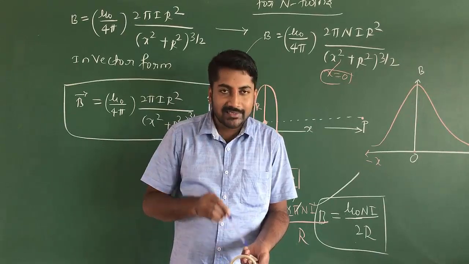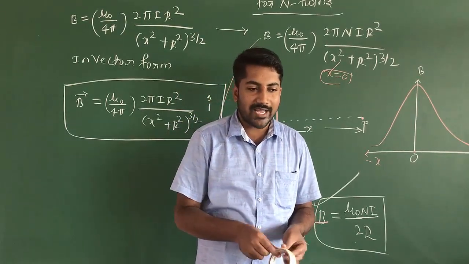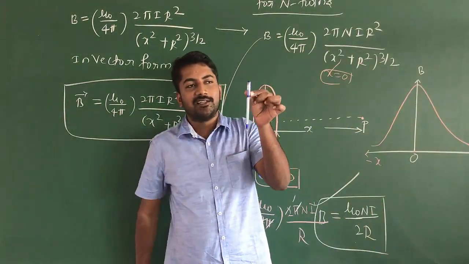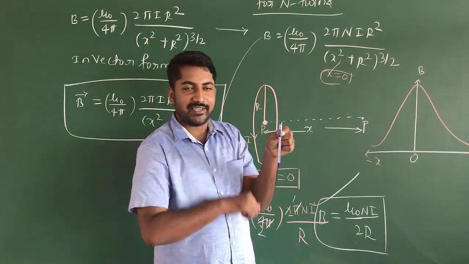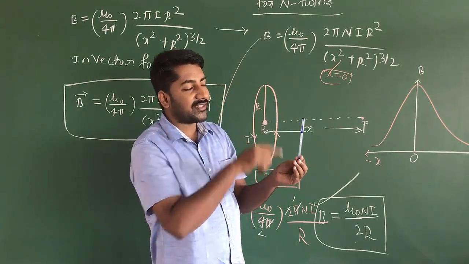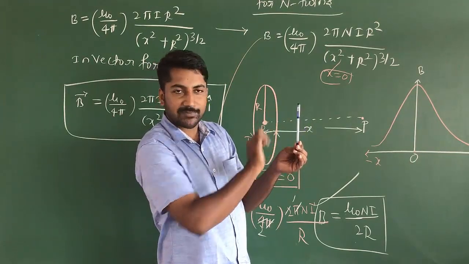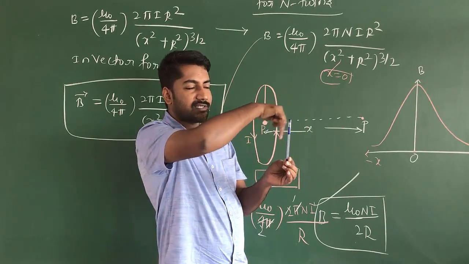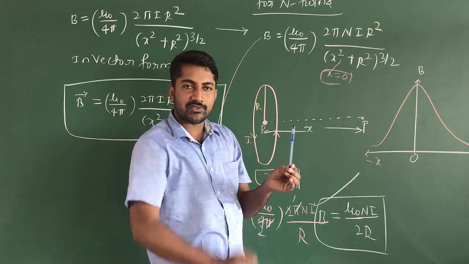Using this concept, now I imagine this is a straight current carrying wire. In this straight current carrying wire, when the current is flowing in this direction, the magnetic field is produced around this wire.